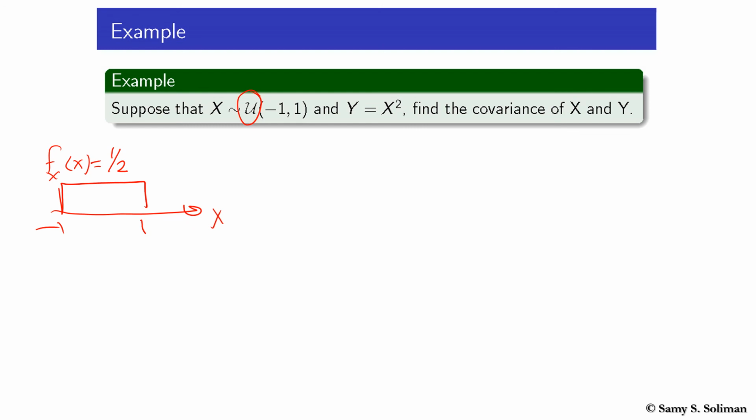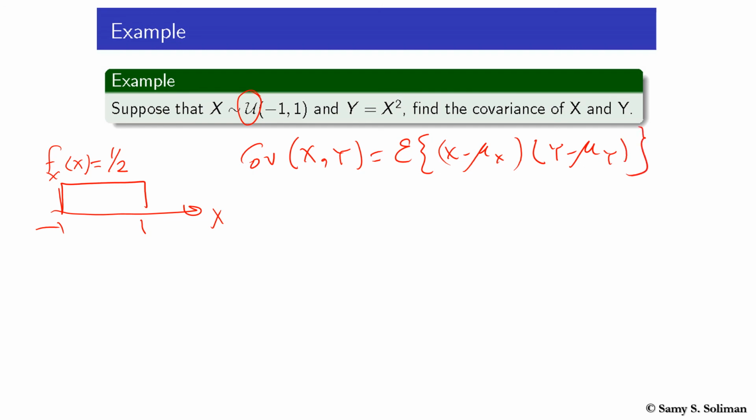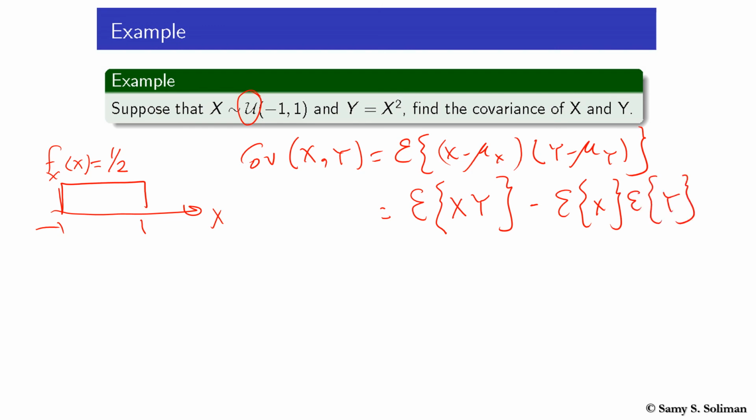So in order to calculate the covariance of x and y, this is equal to the expected value of x minus mu x times y minus mu y, or it can be rewritten as the expected value of x times y minus the expected value of x times the expected value of y. So let's calculate each one of these values on its own.